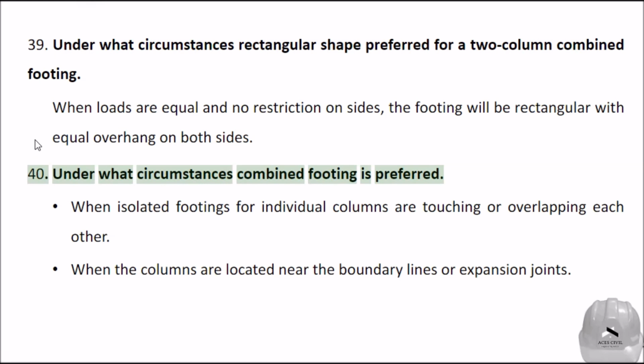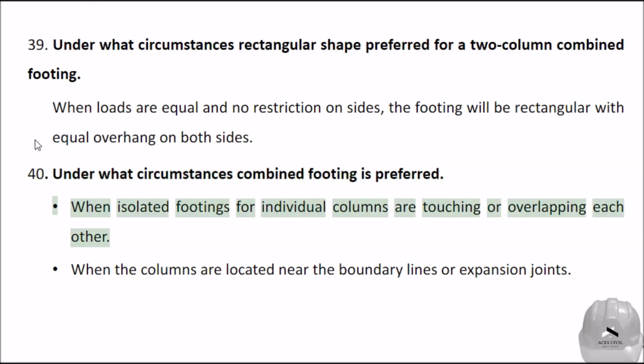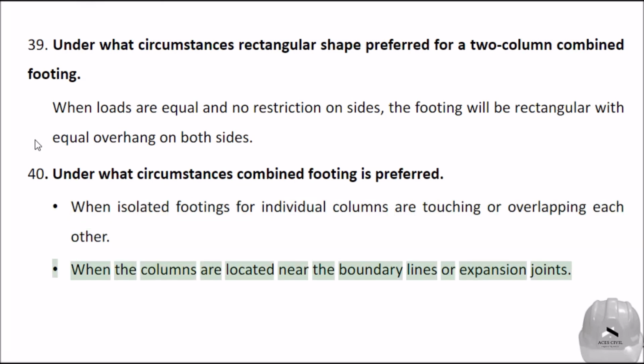Under what circumstances is a combined footing preferred? When isolated footings for individual columns are touching or overlapping each other. When the columns are located near the boundary lines or expansion joints.